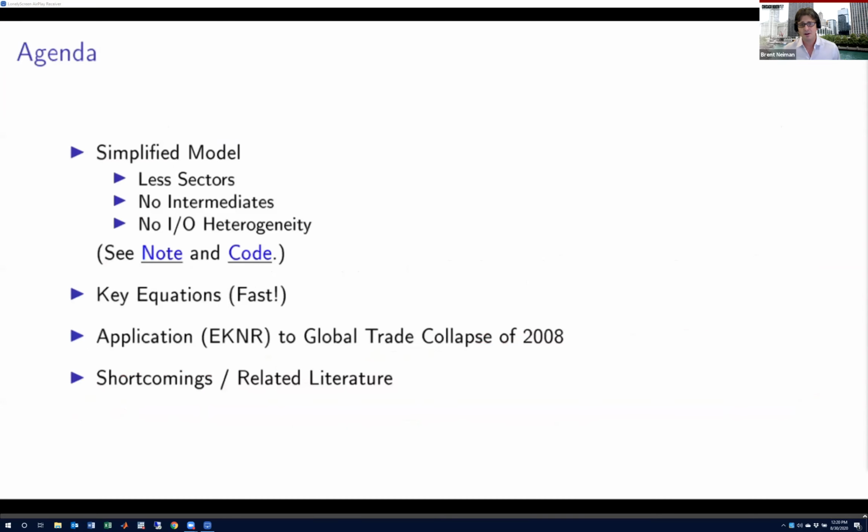So the way I'm gonna proceed, the actual model itself, as articulated in the full paper, is quite rich.